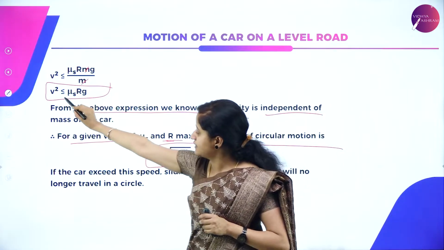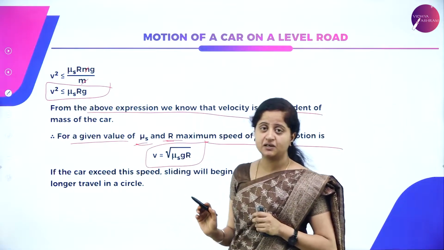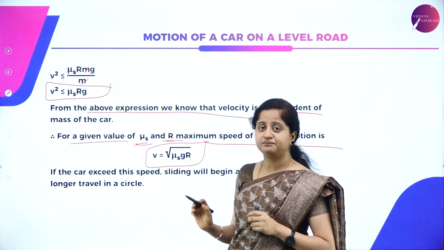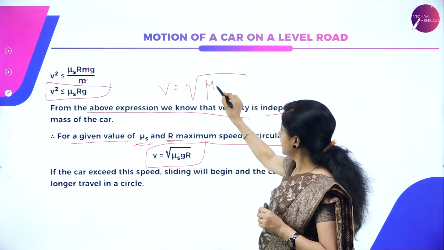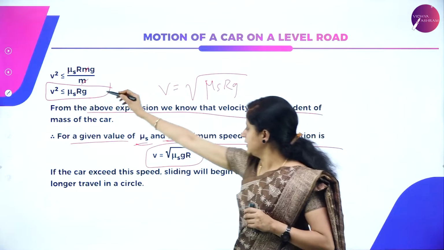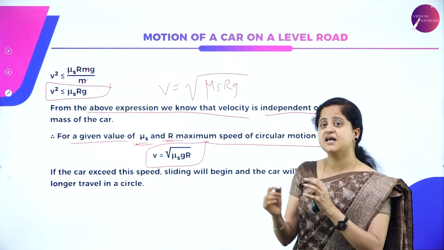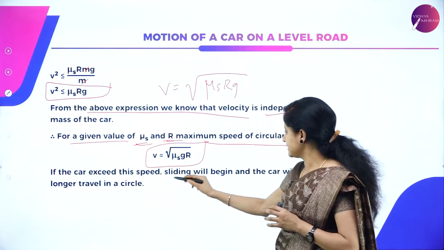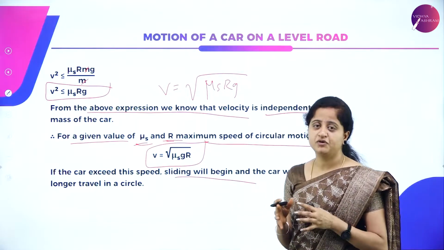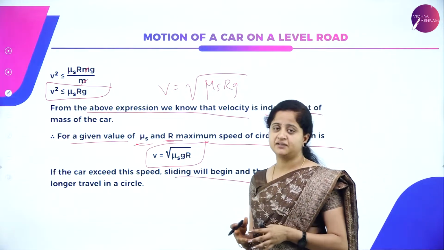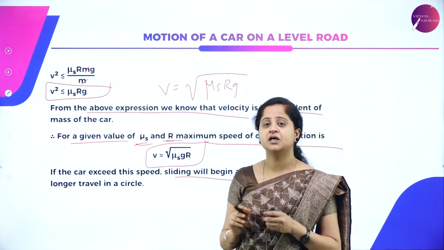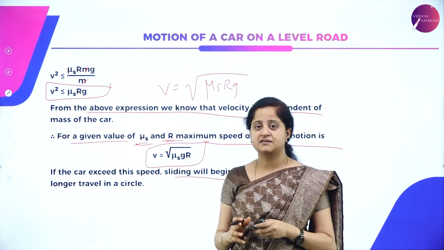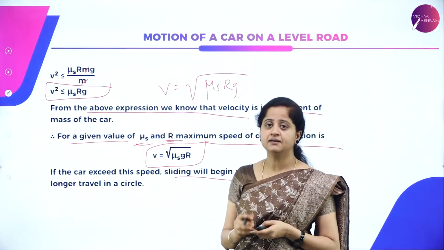So how did we get this? Here we have v square less than or equal to mu s rg. So the maximum speed is root of mu s rg from the expression. So what if the car exceeds this speed? There will be a sliding and the car will no more be traveling in a circular path. There may be an accident, and this is the maximum safest speed for a vehicle while it is traveling in a circular path on a level road.